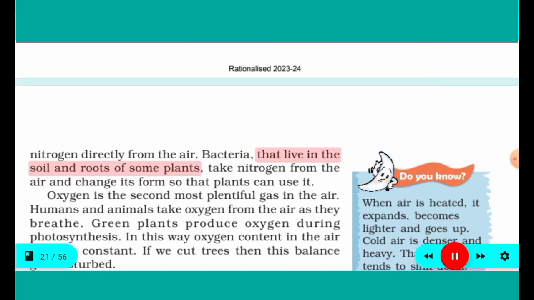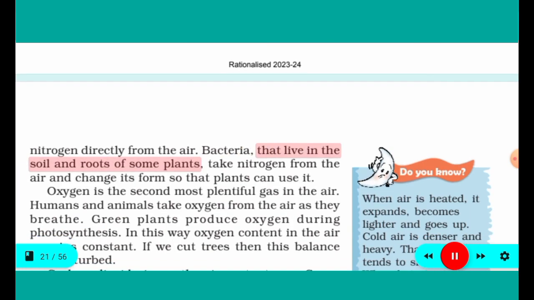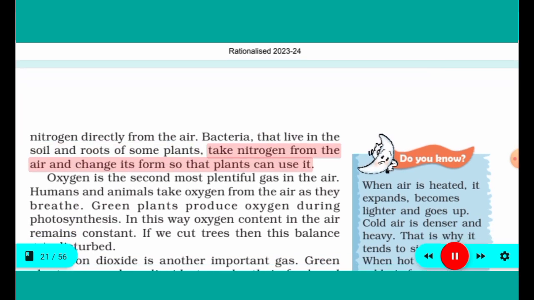Plants can also take nitrogen directly from the air. Bacteria that live in the soil and roots of some plants take nitrogen from the air and change its form so that plants can use it.